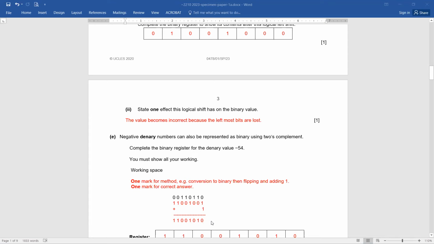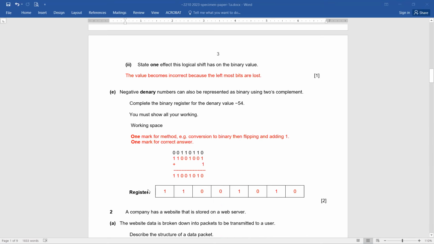Okay, I'm sorry. I'm saying it again from MSB. 11001010. And if you have obtained the answer, then you'll simply write it down in the register and you are able to score 2 out of 2.